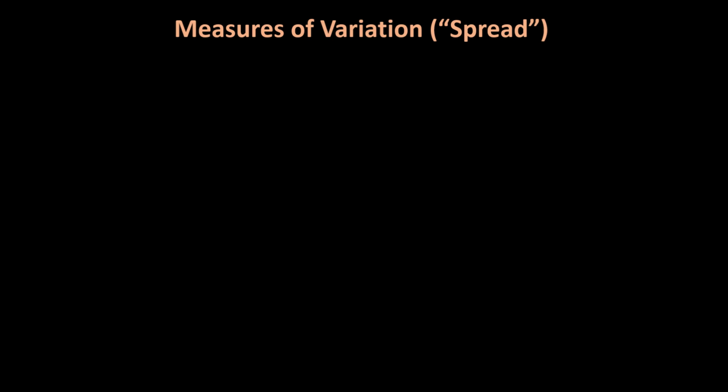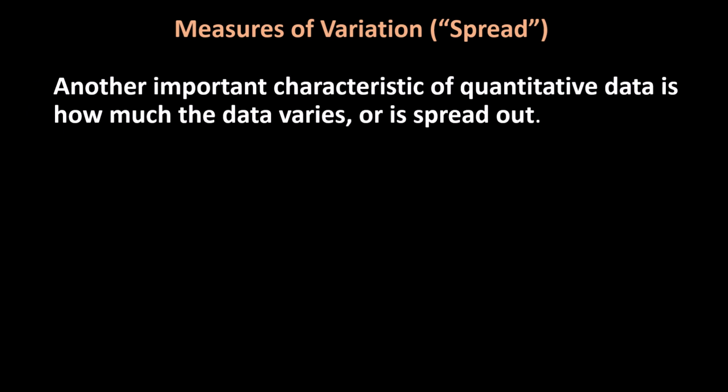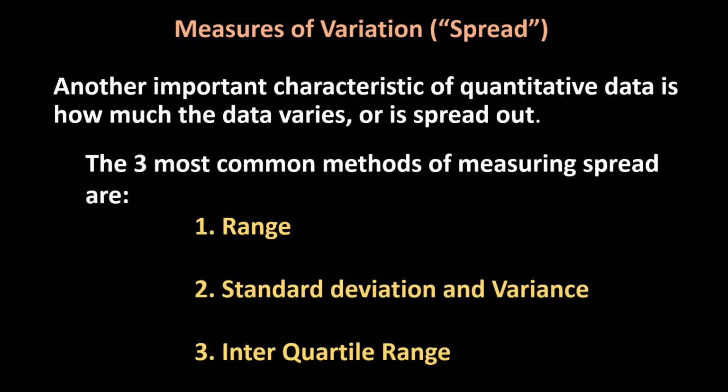Now let me explain measures of variation. Another important characteristic of quantitative data is how much the data varies or is spread out. Under this, I am going to talk about the three most common methods. First one, range. Second, standard deviation and variance. Third, interquartile range. In this video, I am going to talk about the first and second one.